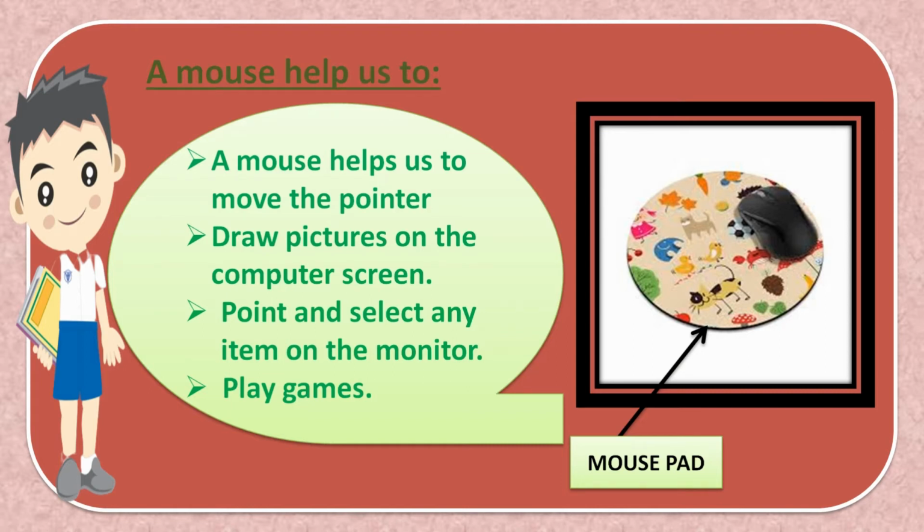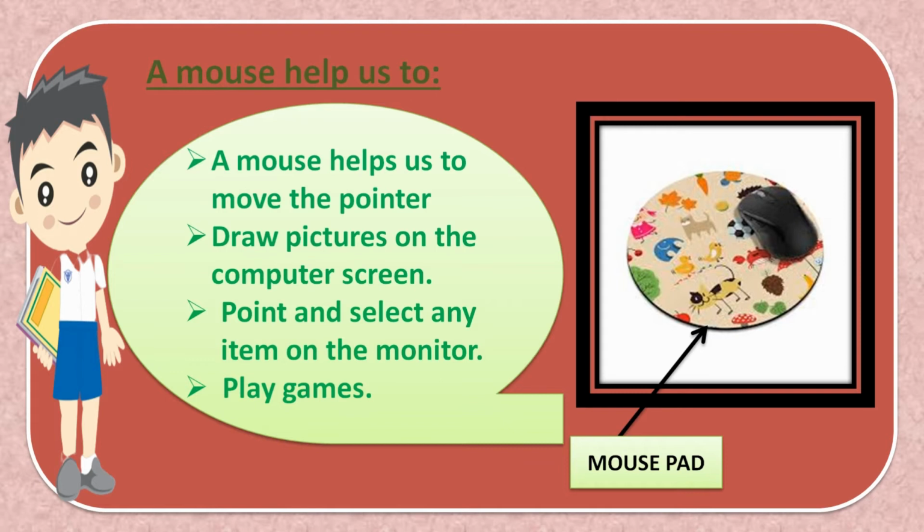Now, how does a mouse help us? A mouse helps us to move the pointer. A mouse helps us to draw pictures on the computer screen. A mouse helps us to point and select any item on the monitor. A mouse also helps us to play games.